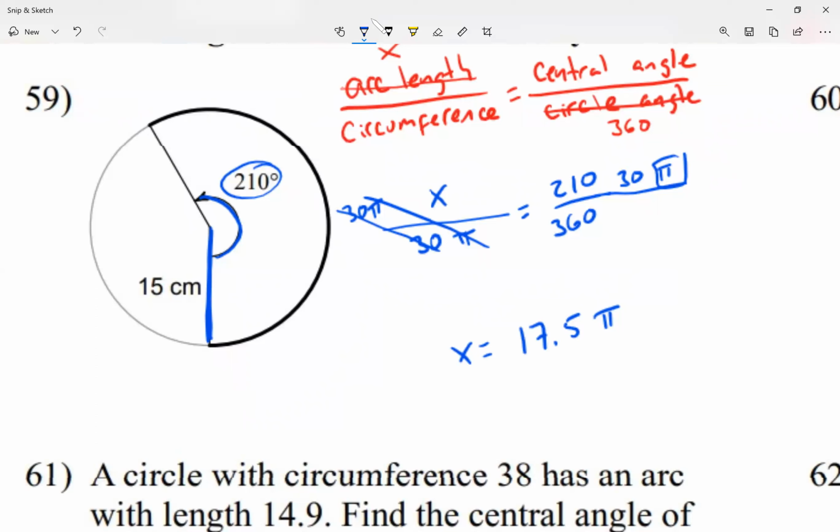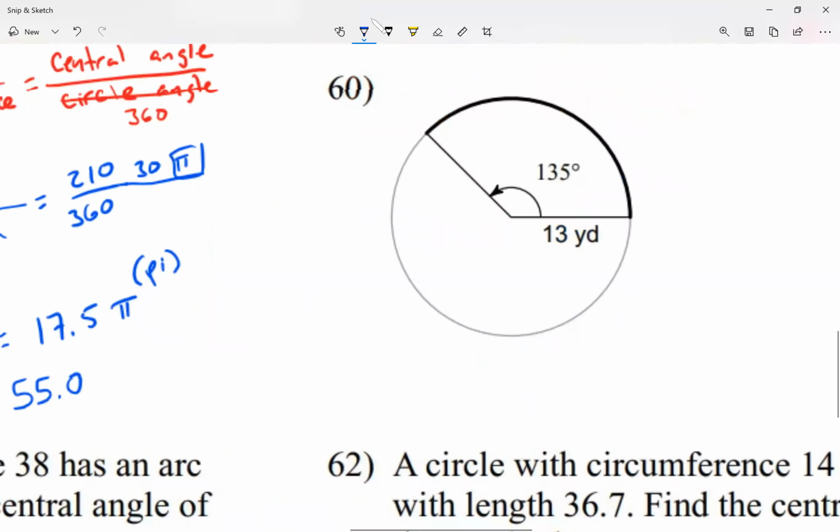If I'm not asked for terms of pi, I'm just asked to round it to something, let me go 17.5 times pi. Let me round this to 1 decimal place, and I'm going to get 55.0. Again, in terms of pi, 17.5 pi. Leave pi alone. If I don't say terms of pi, then go 17.5 times pi. As a reminder, you type in the letters pi, and then you're going to see the pi symbol.